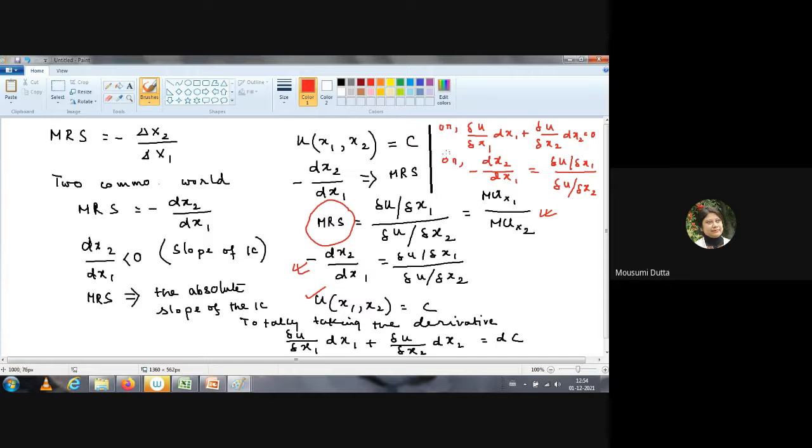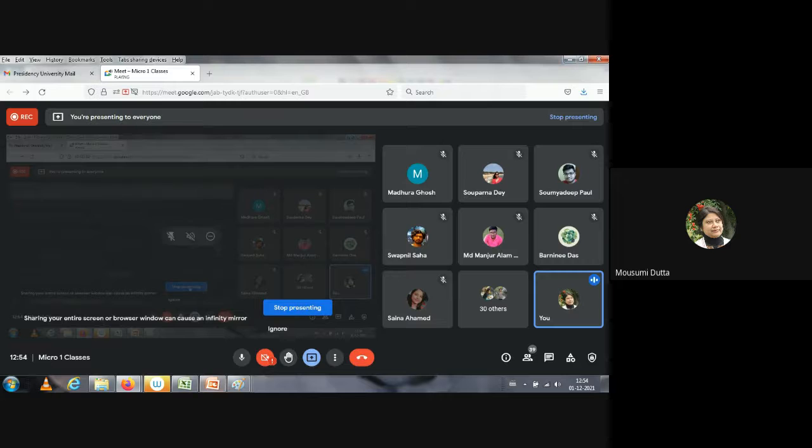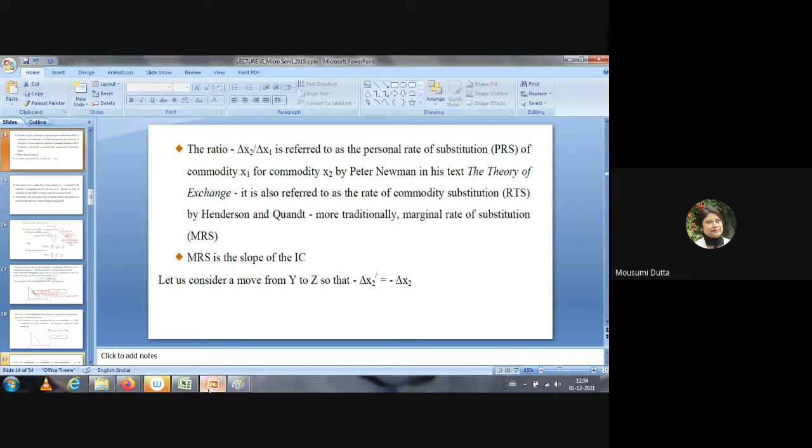Okay. So this is the idea of the slope of the indifference curve. Okay, next.